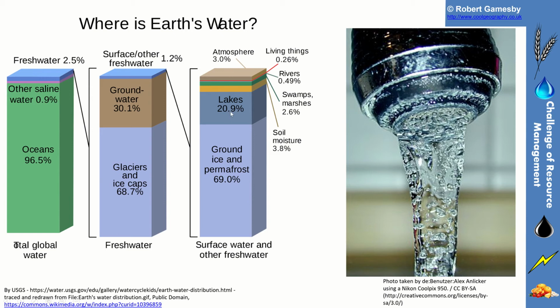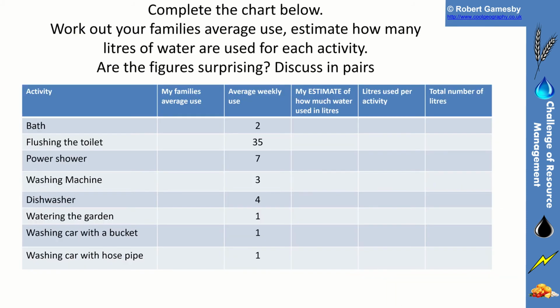And then we're looking at these things here as to where we can actually get our water. So from our lakes, soil moisture, swamps, marshes, rivers, and then there's small percentages of water in the atmosphere and living things. So there is a tiny amount of water available for humans to actually use.